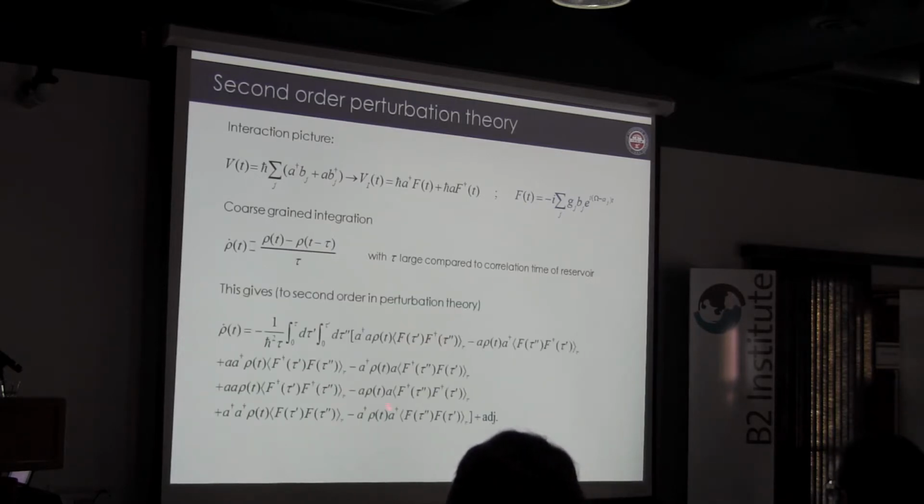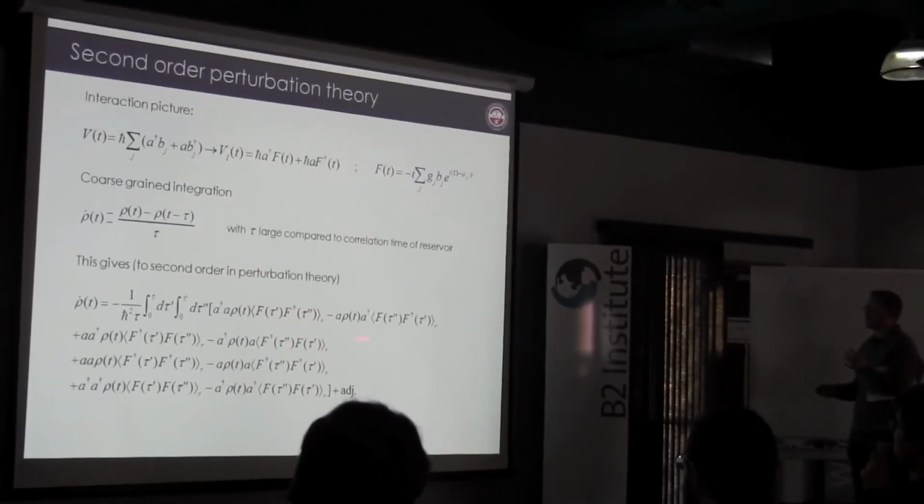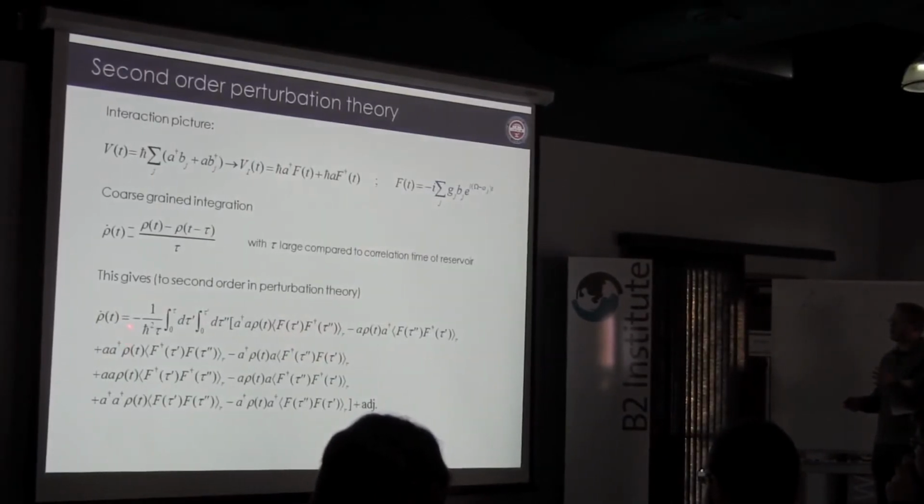All right, so here's the big, ugly math equation. We can plug in this stuff and go and derive the second order in perturbation theory, the time evolution for the density matrix. And so you see we have two integrals, and that's why it's second order perturbation theory. And we get these products of the noise operator at different times.